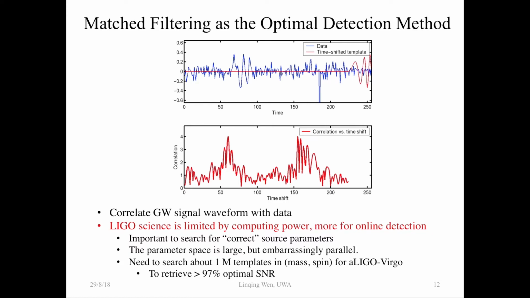For instance, right now we can only search if the spins are parallel to each other. We cannot do it if they're not, because that will cause orbit precession, everything. We don't have enough computing power to do it online. Offline, you can do it slowly, that's fine. But what I'm going to emphasize today is online detection in real time with minimum low latency.